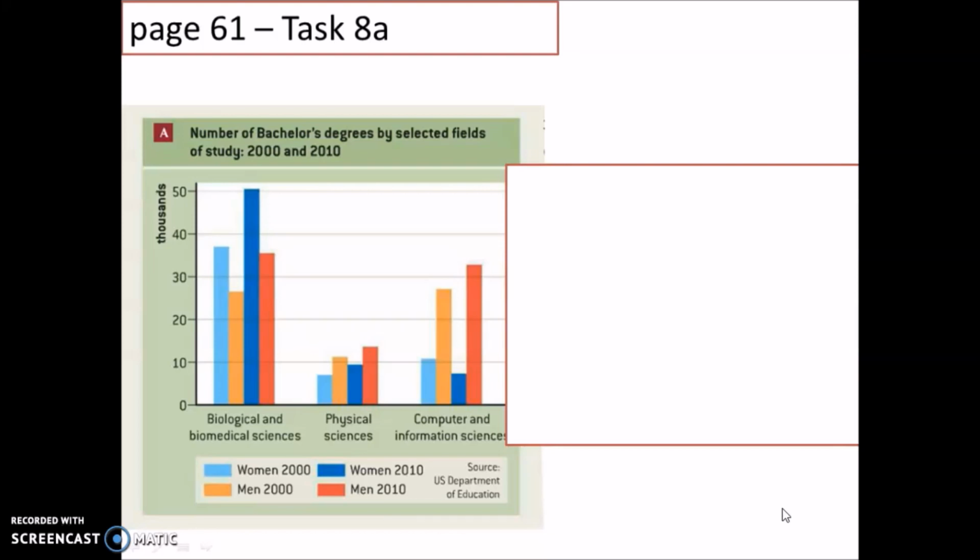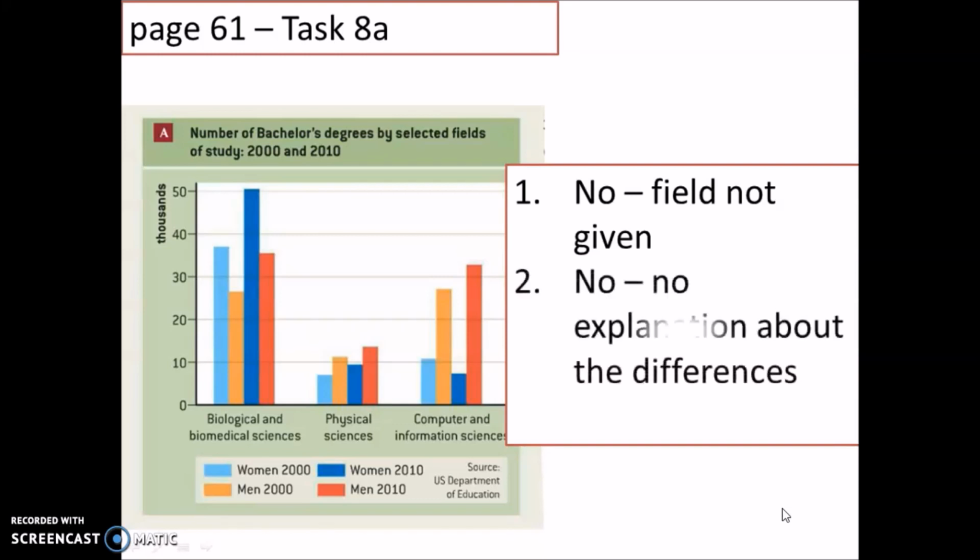Yes, so what is the first one? The number of male and female graduates in psychology. So psychology is a field. Let's have a look. Is psychology given here? Actually, no. We don't have psychology, so the answer is no. The second one is the reason for the differences between the number of men and women who graduated in some science subjects. We can see the difference, but there are no reasons described or explained in this chart. So the answer again is no.